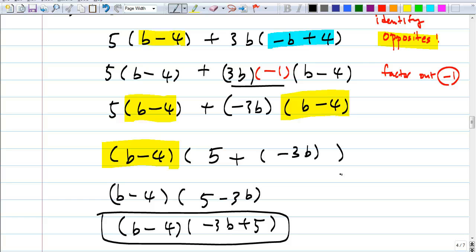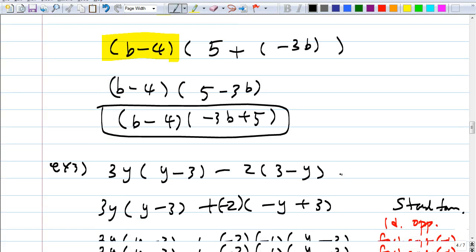Okay, do you get the idea? Do you think you could do another one like this if I were to give it to you? On your book, it's not going to be that simple. You're not going to be able to see the GCF really easily. You're going to have to kind of work at it. So, okay, you got it?